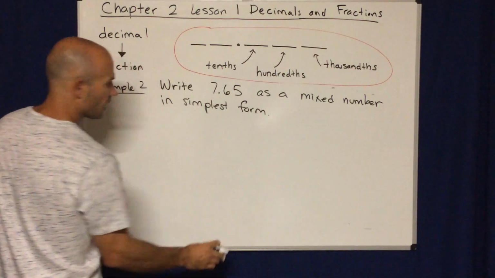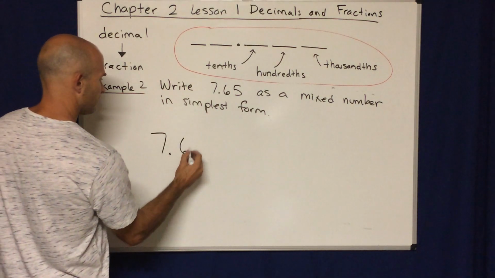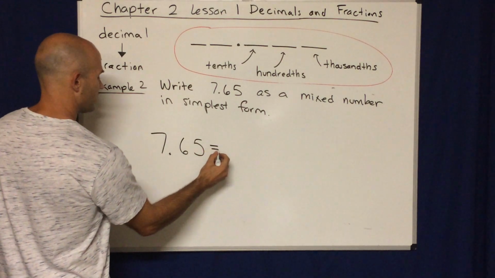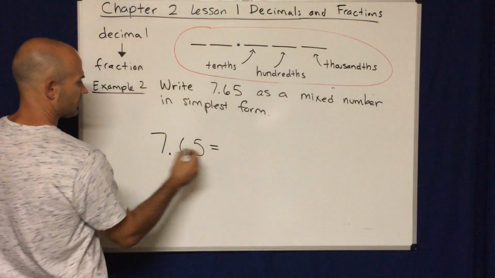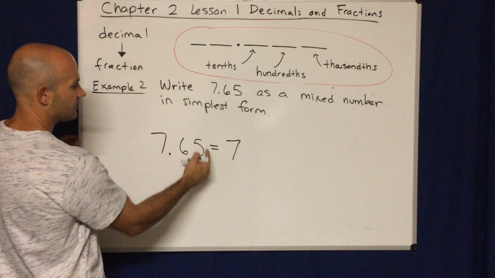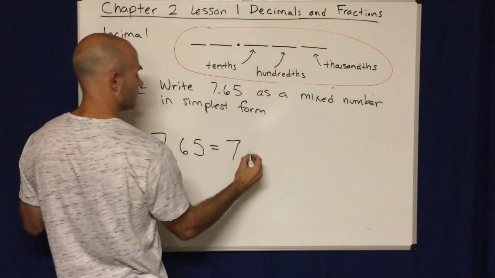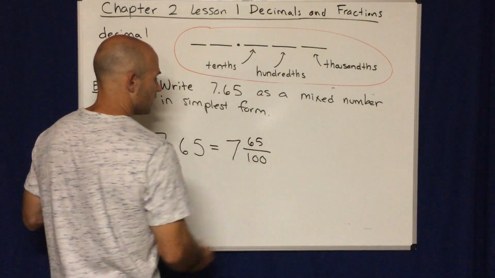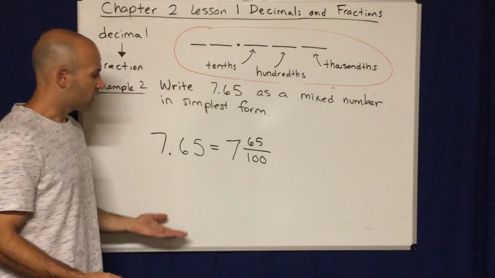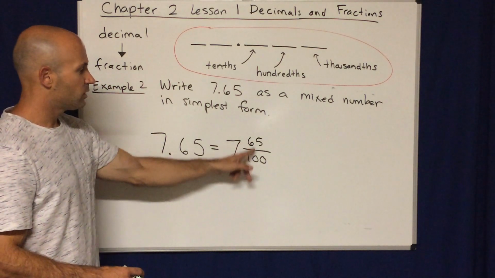And so we'll go ahead and start. I have 7.65. Just like in example 1, I'm going to read this number using these words. That's 7 and 65 hundredths. 65 hundredths, so 65 over 100. That's done with phase 1. I've converted my decimal to a mixed number. Now I just have to reduce this fraction.